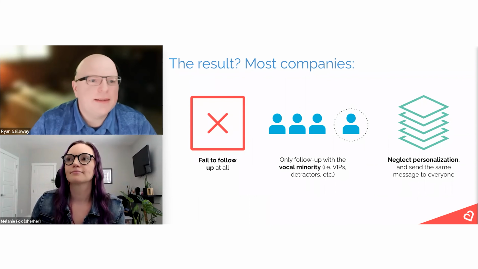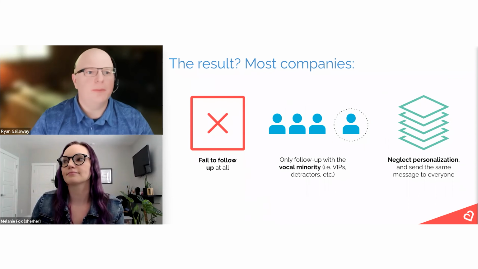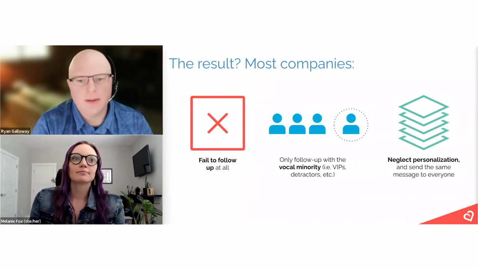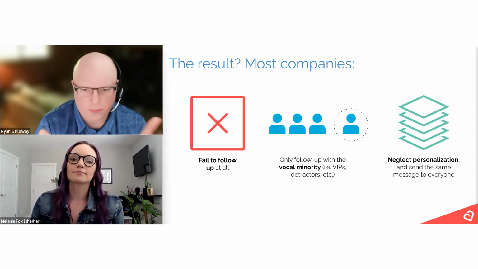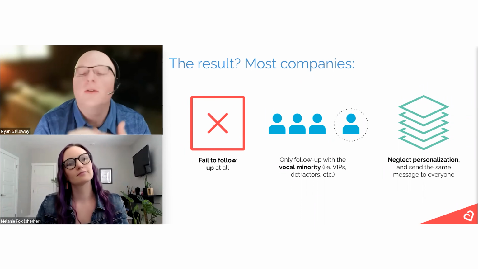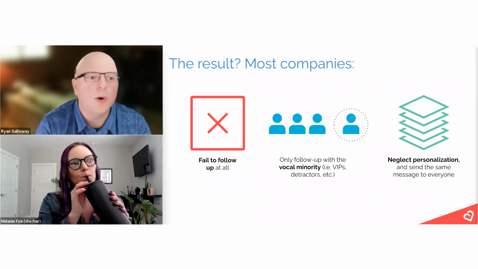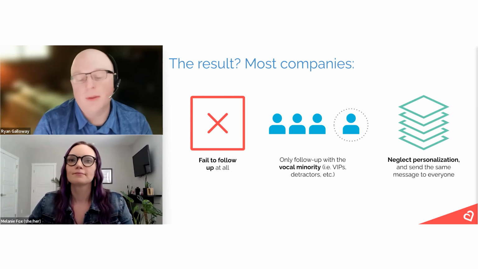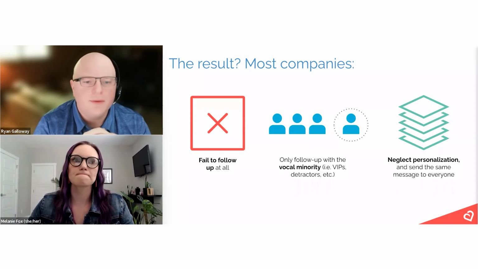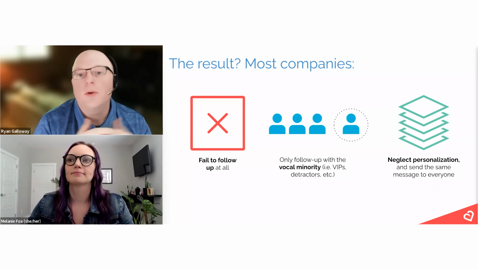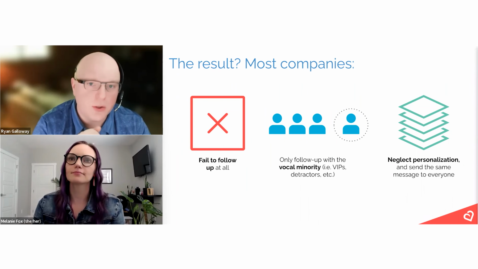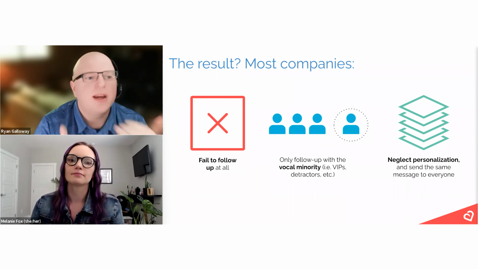So the result is, at the end of the day, even if most companies are acting on the feedback received, what we see is they usually fall into one of these three buckets. So they fail to follow up at all, or maybe they'll just prioritize, right? We all have limited resources. So if you can only close the loop with some of your customers, you're probably going to go to the vocal minority or your VIP customers, maybe those that contribute the most revenue to your product. So you have to prioritize.